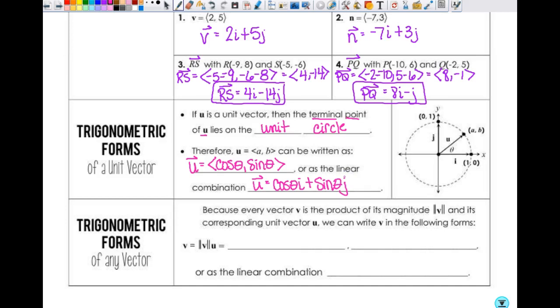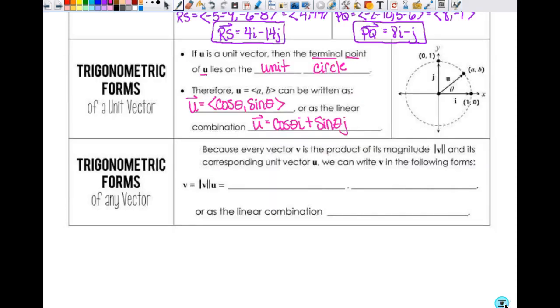Because every vector v is the product, means we're multiplying, of its magnitude and its corresponding unit vector. So yesterday we didn't look at it this way. The way we had it written yesterday was that the unit vector is equal to 1 over the magnitude times the vector, right? But if I just multiply both sides by the magnitude, that's what I get here. So it's just a different form of what we did yesterday.